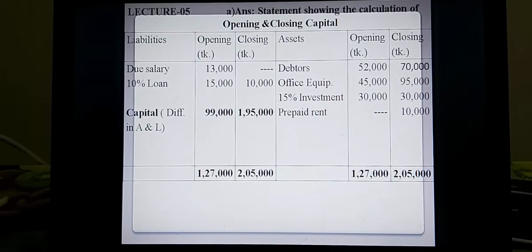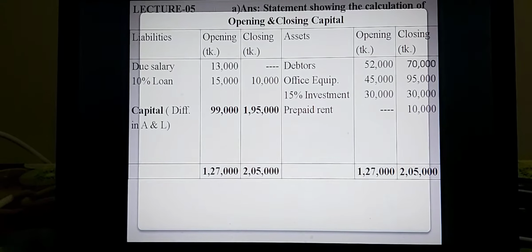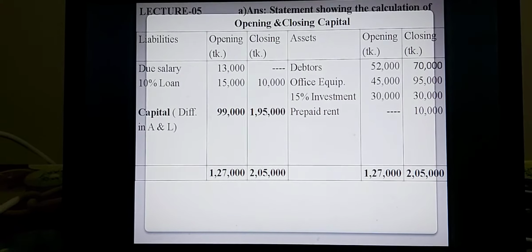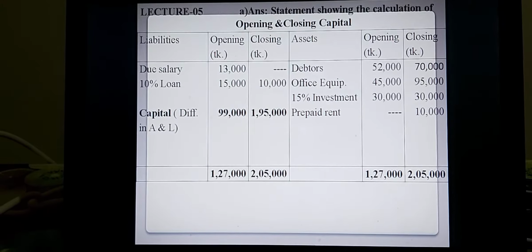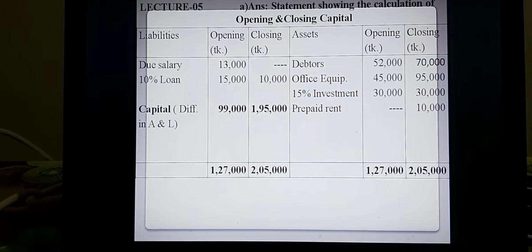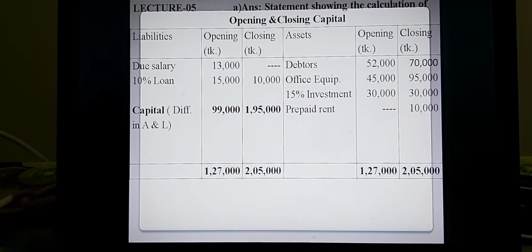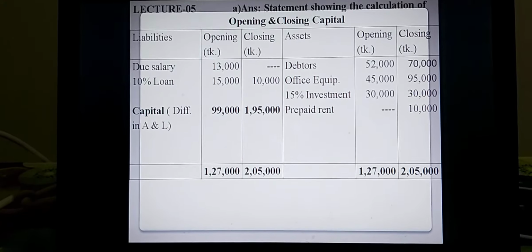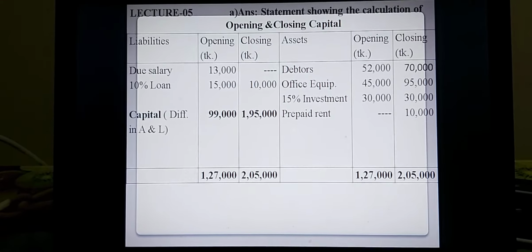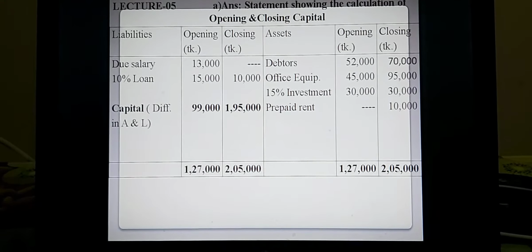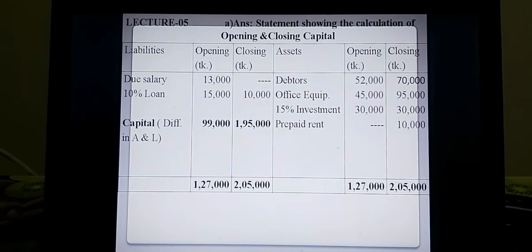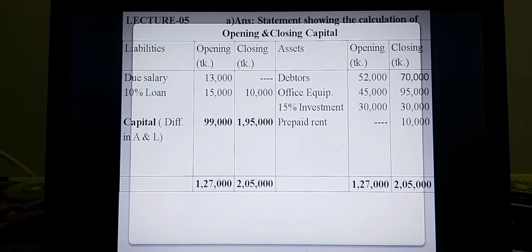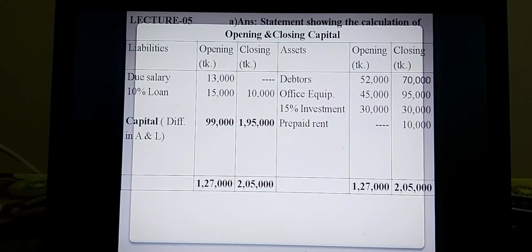On the left side, due salary taka 13,000 opening, but closing amount is not given, so it is not recorded, following the rules and regulations of single entity system. 10% loan, 15,000 opening amount, but 10,000 is closing. How is it possible? In the other information you have seen, 5,000 paid on loan with interest on 1st July, or in the middle of the year. So 10,000 is to be recorded in the closing amount.